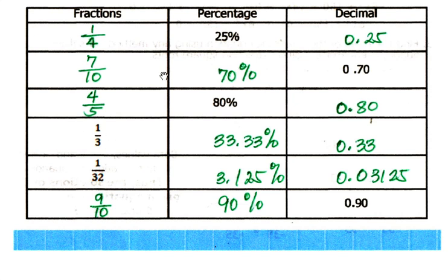For 1/3, percentage is 33.33. Actually, you can extend the 3s. Then we have here 0.33, and the 3s continue, but in this case, we cut the decimal places to 2. 1/32 is equivalent to 3.125%, and that is 0.03125. And 0.90 is 90% or 9/10.